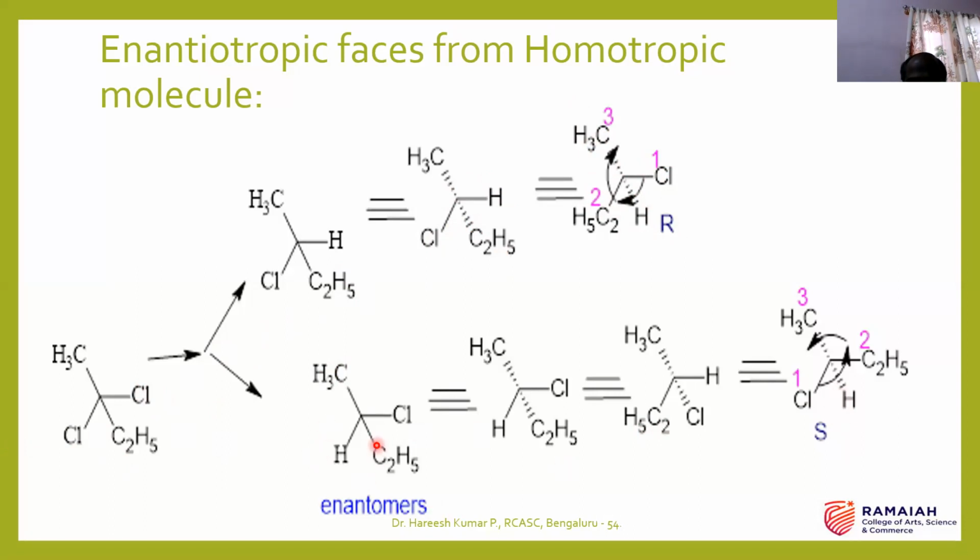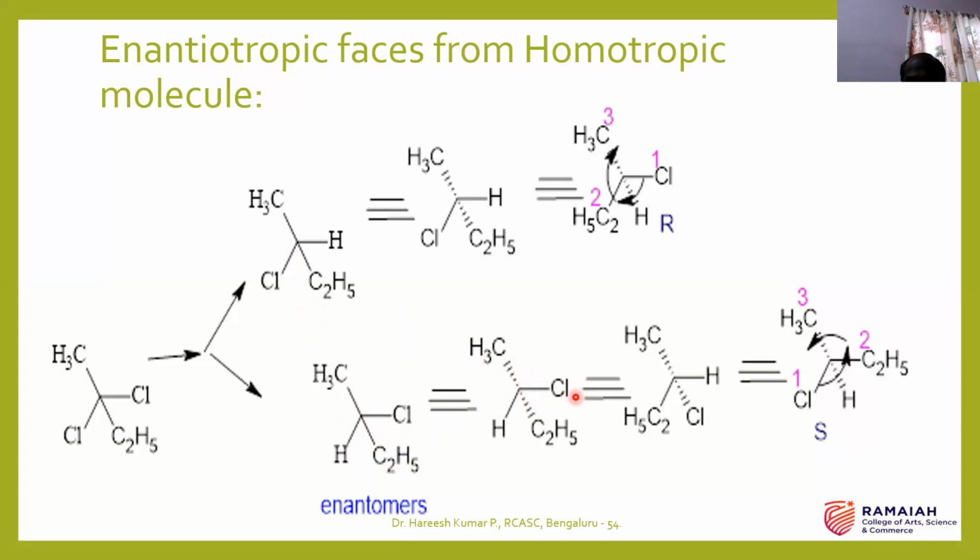So this is the one. That is the reason these two products, this one as well as this one, are enantiomers. Because this is the S configuration and this is the R configuration. And how can you find that this is S? This is nothing but this moiety.